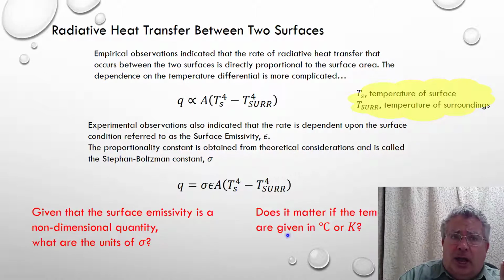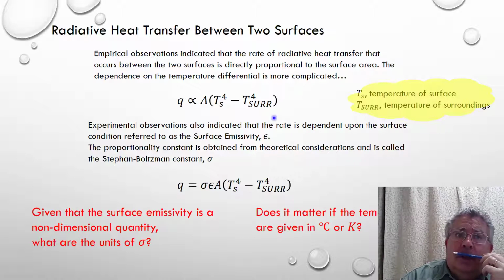So now I have down here, does it matter if the temperatures are given in Celsius or Kelvin? Well, you can answer this question for yourself. Say this is 100 degrees and this is 50 degrees. The delta T is going to be 50 degrees, but it's not. Now you would have to raise 100 to the fourth and subtract from it 50 to the fourth. Well, now if you raise 373 to the fourth and subtract off from that 323 to the fourth, see what you get.